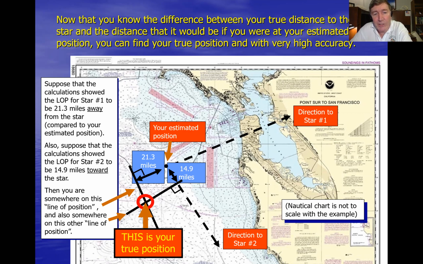Now, in reality, we shouldn't just go with two LOPs. We should actually do a third LOP, but let's not worry about that. Let's suppose that we're willing to live with two LOPs. There we are. And remember, LOP means line of position. Right? So that's the process that we're going to go through.